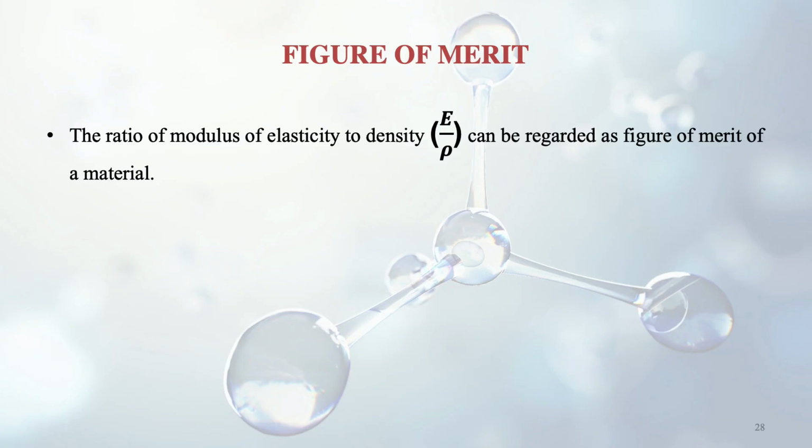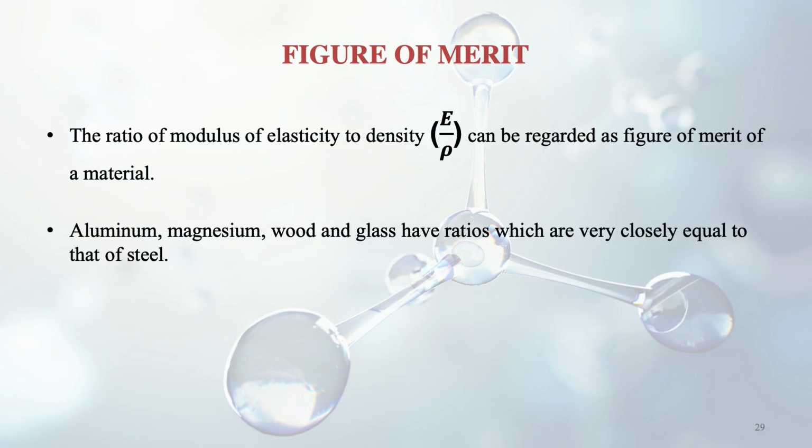So now we move on to some technical terminologies. This one is called the figure of merit. It is the ratio of modulus of elasticity to density, that is E by rho, and it is known as the figure of merit of a material. So aluminium, magnesium, wood and glass have these ratios which are very close to that of steel. So E by rho for aluminium and magnesium, all these things are very close to steel.